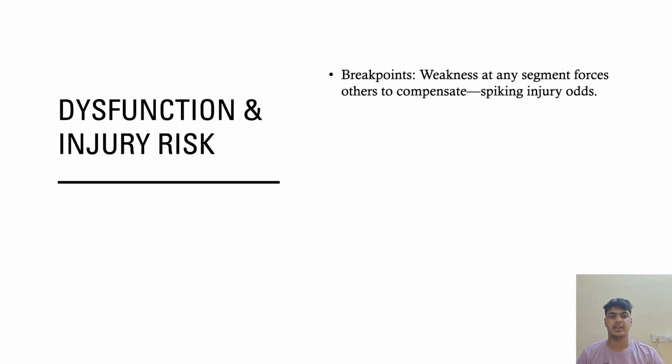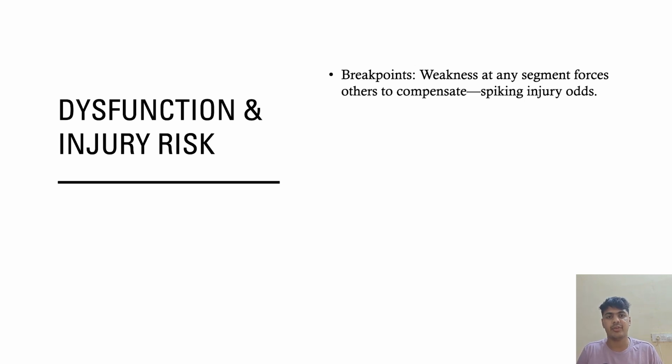Dysfunction and injury risk: breakpoints. Weakness at a segment forces others to compensate, spiking injury odds. As we saw before, if there is any kind of weakness in one little segment, let it be a movement dysfunction at the thoracic level or even at the lumbar level of the spine, where one segment has a problem causing proper movement, the body starts compensating to do the action. The body finds ways to do the action no matter what.